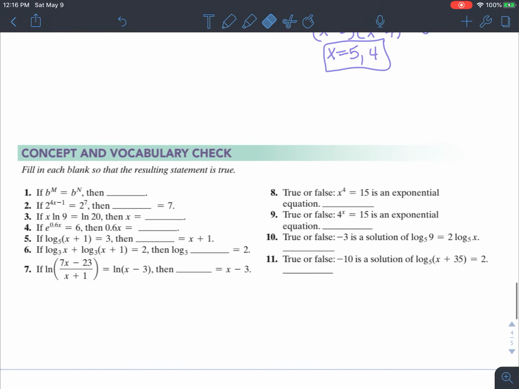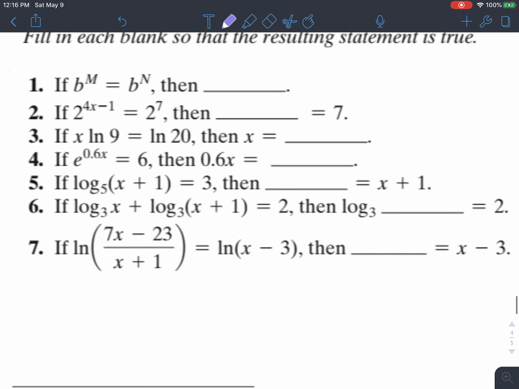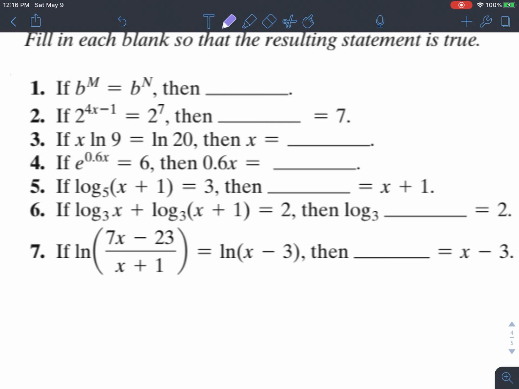Okay, and then down here we just have some vocab. I know these come up on the quizzes, so I thought, well, why not just have you do them ahead of time? So let's see here. If b to the m equals b to the n, then m equals n, right? If you have the same base and the exponents are equal, if x ln 9 equals ln 20, then x would equal ln 20 over ln 9.